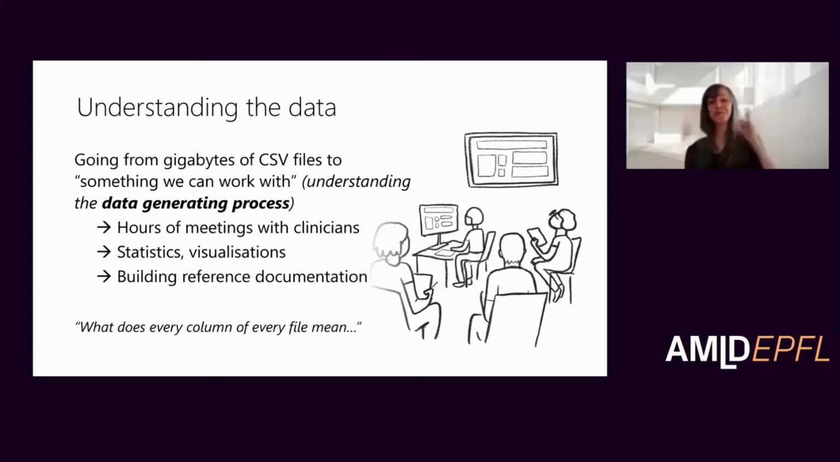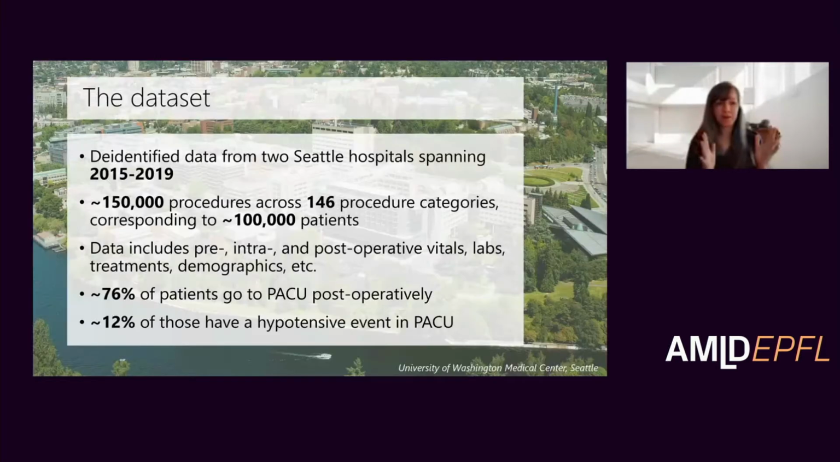Okay, so now that we've gone through our many CSV files, we've gone through the data understanding, what exactly are we working with in this project? We have de-identified data from 2 Seattle hospitals spanning about 5 years. This is about 150,000 procedures across a very broad range of procedure categories, which corresponds to about 100,000 patients. We have the usual EHR data: pre-op, intra-op, post-op, vitals, labs, treatments, demographics, procedure metadata, is it an emergency, and so on. As I mentioned, about 80% of the patients are going to the PACU after the OR, and about 12% are having a hypotensive event while they're there.